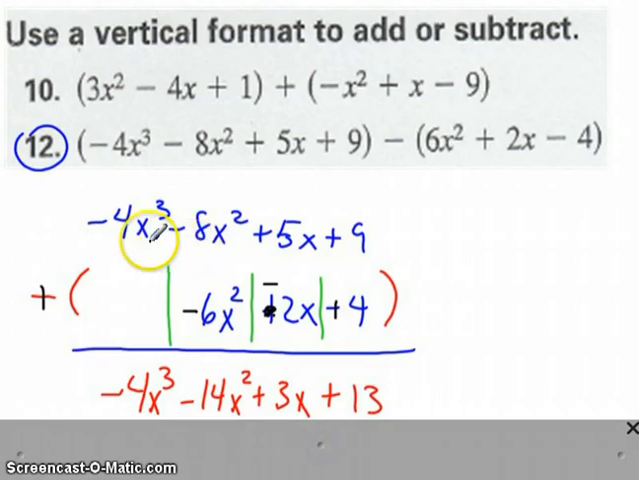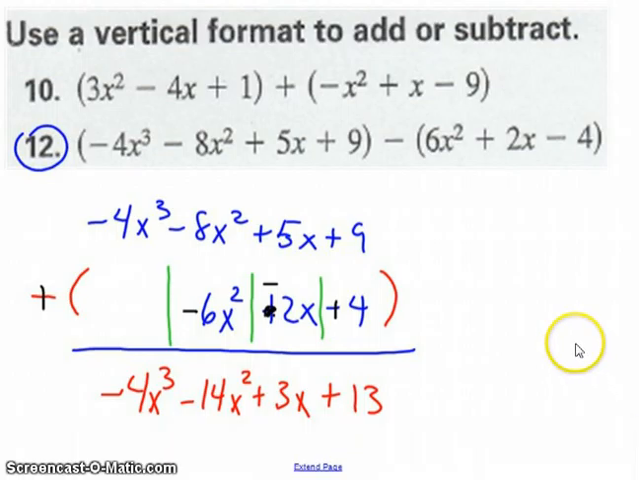So I've got negative 4x cubed in that column, minus 8, minus 16. If I've got negative 8 and then another negative 6, together they make negative 14x squared. Positive 5 and negative 2 make positive 3x, and positive 9 and positive 4 make positive 13. And that's my answer.